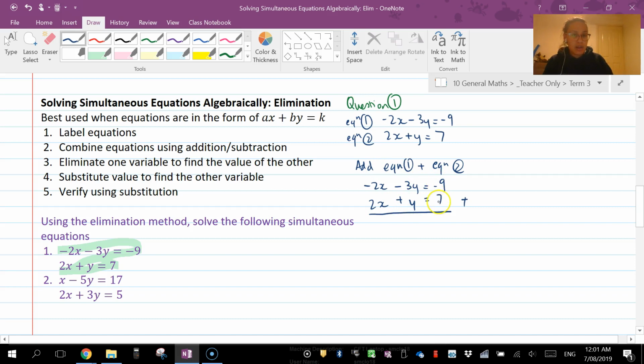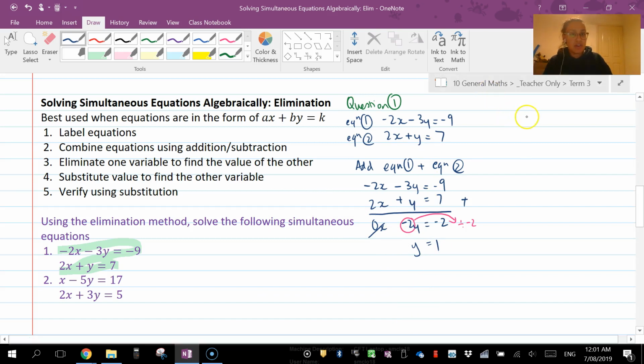Anyway, so negative 9 plus 7 gives us negative 2. Our equal sign stays there. Negative 3y plus 1y gives us negative 2y. And here it is. Negative 2x plus 2x would give us 0 x's. Anything multiplied by 0 is eliminated. Look at that. We have now one variable. That is the aim of the game. So y equals, to get it by itself, that's a divide by negative 2. Negative 2 divided by negative 2 is, lo and behold, positive 1.